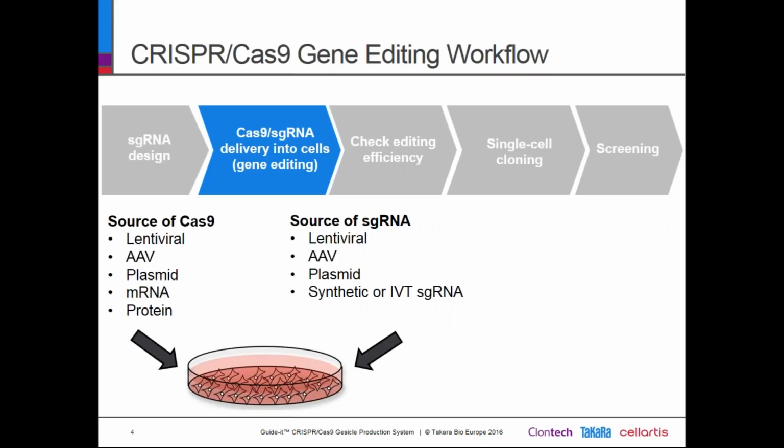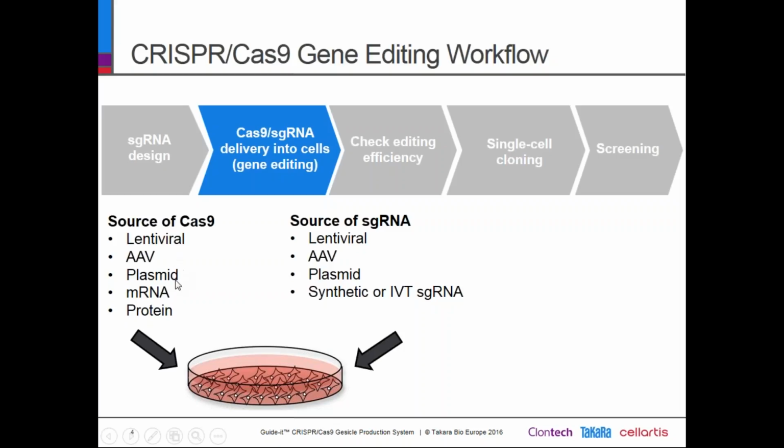And as you may know, there are many different ways to deliver Cas9 and also the guide RNA. For example, both can be delivered using lentiviral vectors. This can be important, for example, for guide RNA library screenings. AAV is another viral option, and I will talk about this option later in this talk.